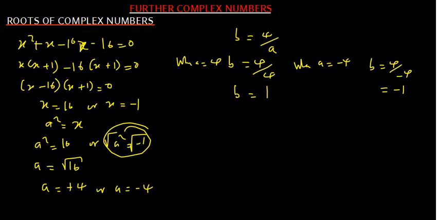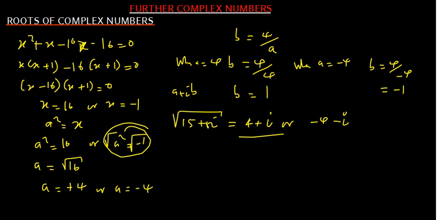Therefore, what we can see is that the root of 15 plus 8i can be written in the form a plus ib. We'll just go on and substitute the values. If we use a as +4, then b is going to be +1, so that will be 4 plus i. Or if we use a as -4, b is going to be -1, that will be -4 minus i. So these are the two solutions to this problem.